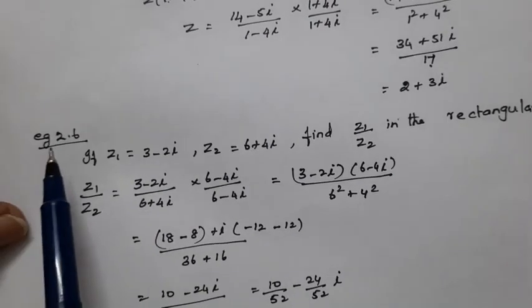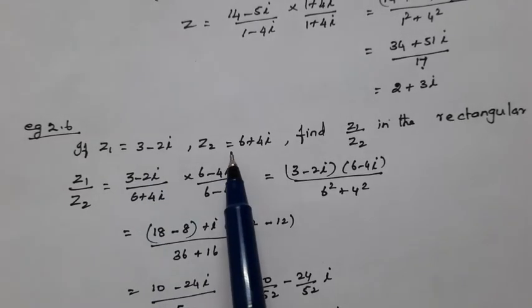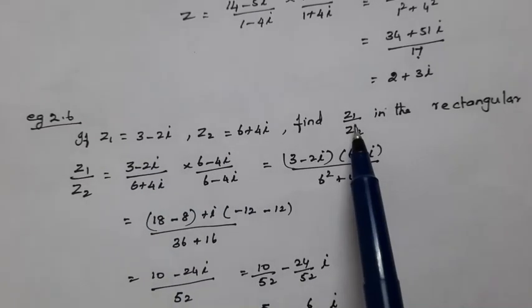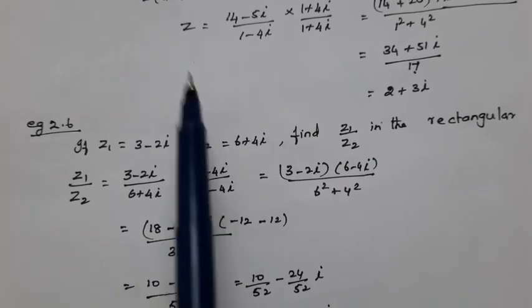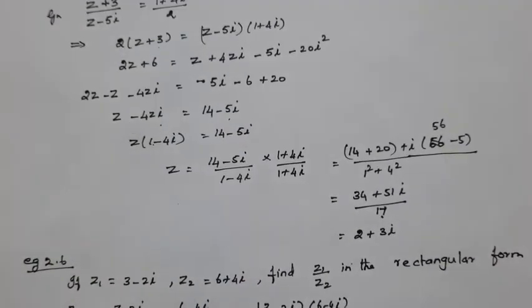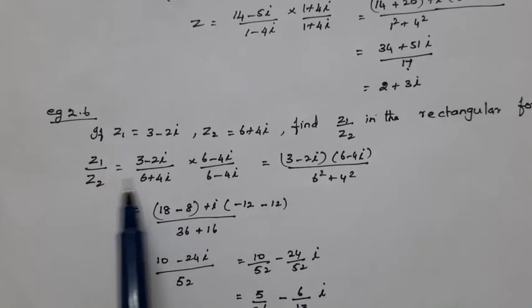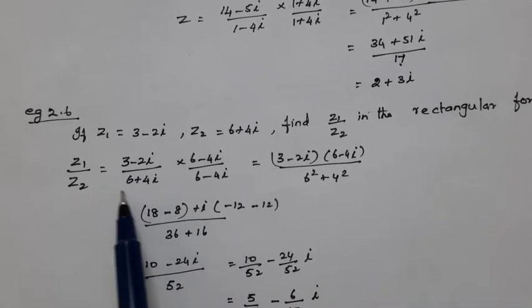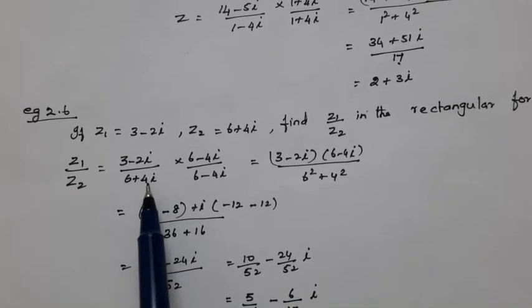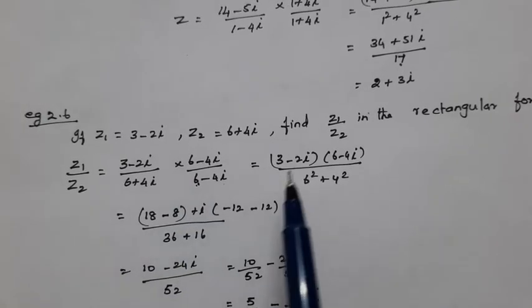Now, example 2.6. If z1 = 3 − 2i and z2 = 6 + 4i, find z1/z2 in the rectangular form. Already we have done this in the previous problems in this way. Here they have given us a separate problem. Let us find z1/z2, which is (3 − 2i)/(6 + 4i). In order to make the denominator a real number, multiply and divide by its conjugate, 6 − 4i and 6 − 4i here.